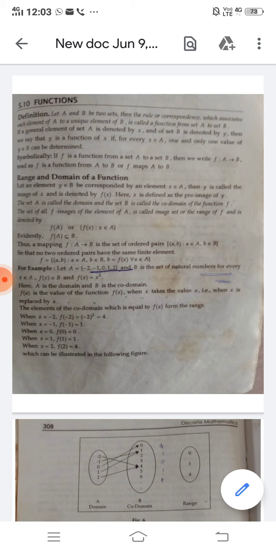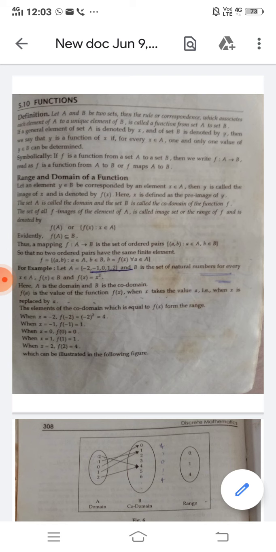So what is a function? Here is a definition. Let A and B be two sets. Sets you have learned in set theory in school or college. A set is a collection of elements. So let A and B be two sets. Then a rule or correspondence which associates each element of A to a unique element of B is called a function from set A to set B. If a general element of set A is denoted by x and of set B by y, then we say that y is a function of x.